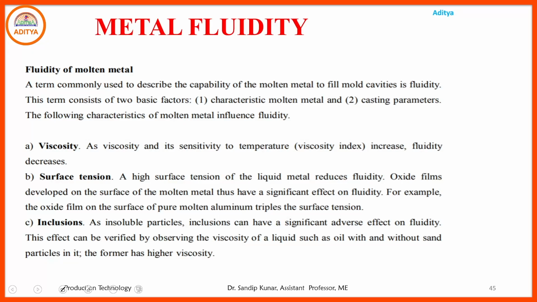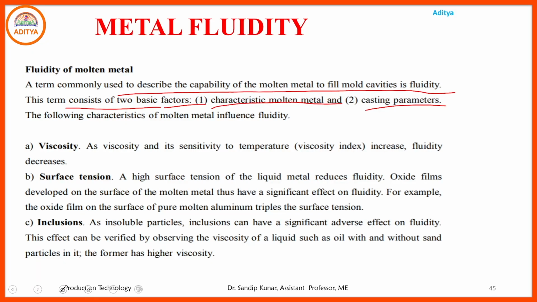What is metal fluidity? There is a particular pouring temperature, and at that pouring temperature the metal maintains its fluidity, meaning it stays molten. Otherwise, as it flows through the gating system towards the mold cavity, it will solidify before reaching the cavity. The capability of the molten metal to fill the mold cavity is fluidity. The term consists of two factors: characteristics of the molten metal, and casting parameters.